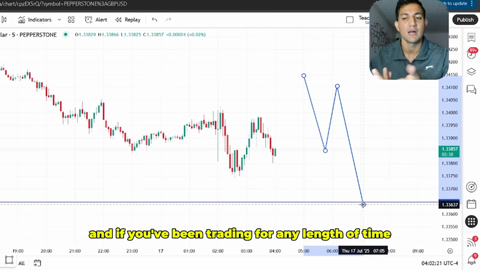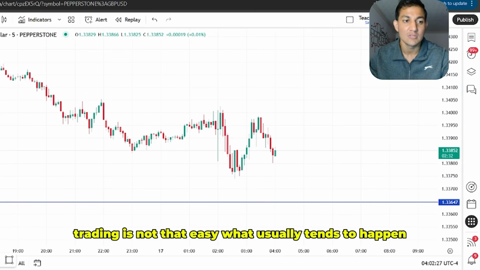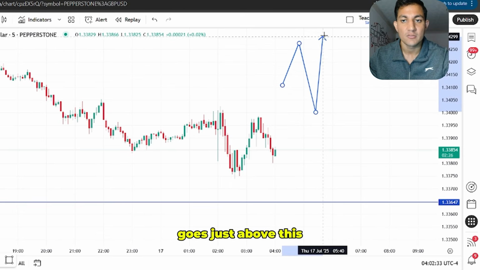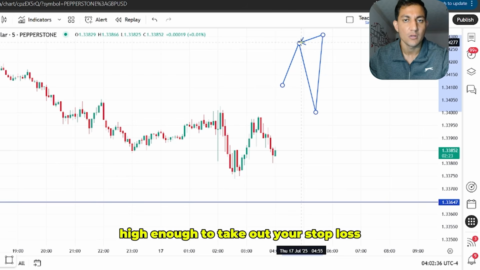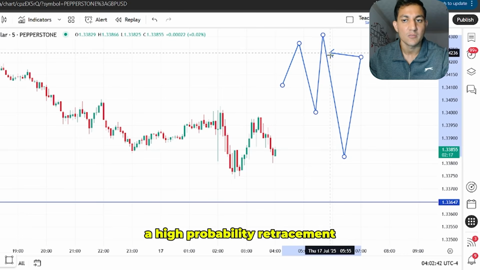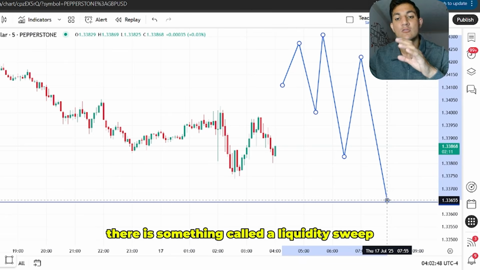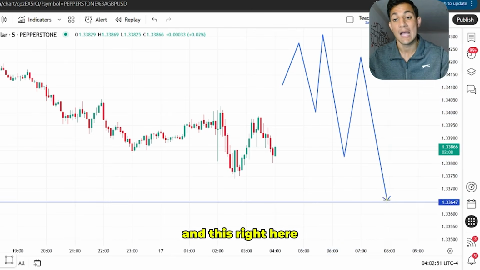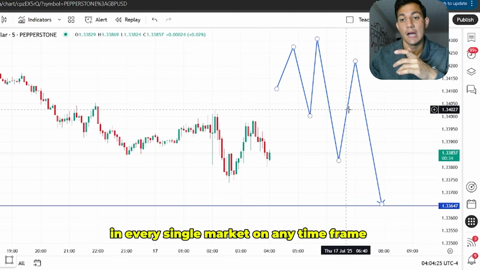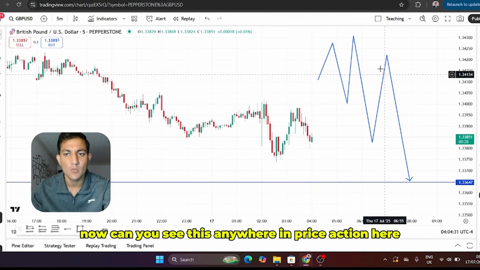And if you've been trading for any length of time, you know this is not what happens, right? Trading is not that easy. What usually tends to happen, and this has probably happened to you before, is let's imagine we've got some high, price goes just above this high, enough to take out your stop loss, then goes up in the opposite direction, then gives all these traders here a high probability retracement. So let's say a fair value gap, order block, and then drops off in the real move. What's actually happened there is something called a liquidity sweep or a stop run, right? And this right here is like the golden framework that you'll see in every single market on any time frame. It is the highest probability setup in trading by far. Now, can you see this anywhere in price action here?